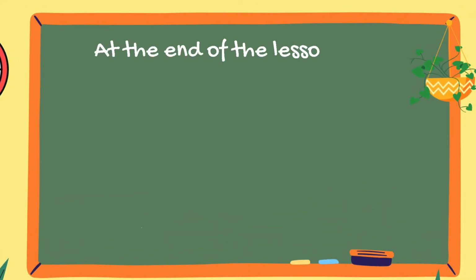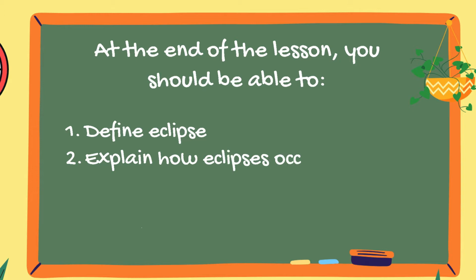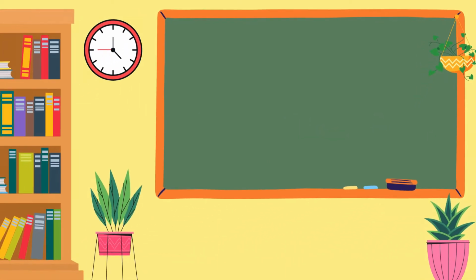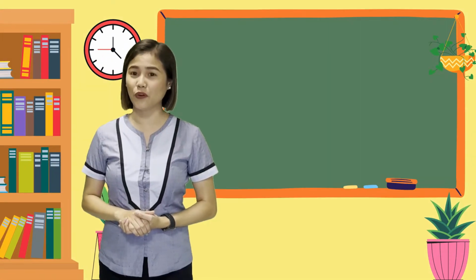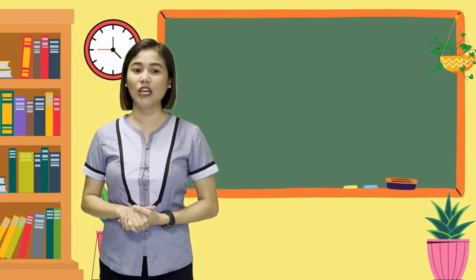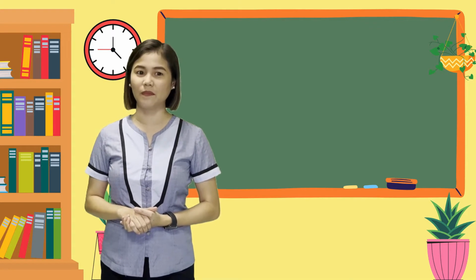At the end of the lesson, you should be able to define eclipse and explain how eclipses occur. Let us know first if you have an idea about eclipses. Let us try this. Solve the picture puzzle and determine what is being shown.